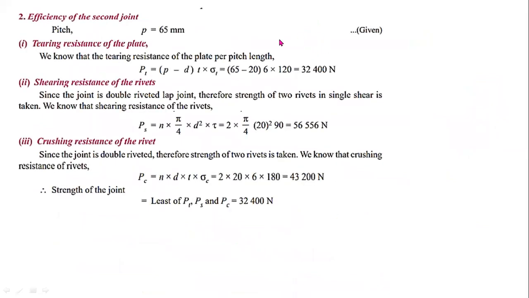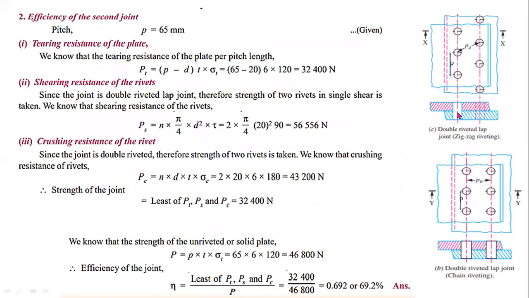In a similar way, for the second case, double riveted lap joint: this one is a double riveted zigzag lap joint, and this one is a double riveted chain lap joint. Both are double riveted lap joints.